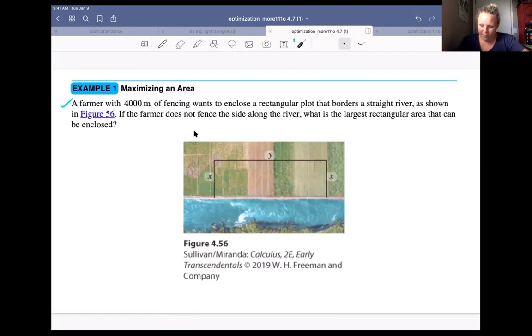So we'll start. It says that a farmer has 4,000 meters of fencing, and they give you this nice picture. A lot of the times, 9 times out of 10, there's no picture, so pictures are much appreciated. You want to enclose a rectangular plot, so that's some words that are coming here. 4,000 meters of fencing. You want to enclose this rectangular plot. It borders a river. They don't fence along the river, so here's the kicker.